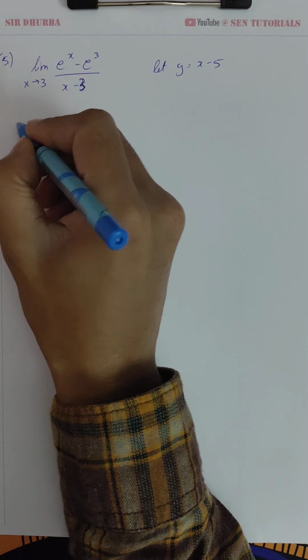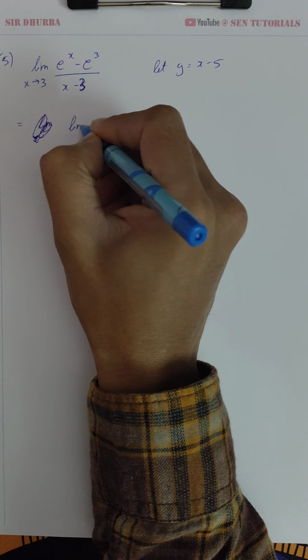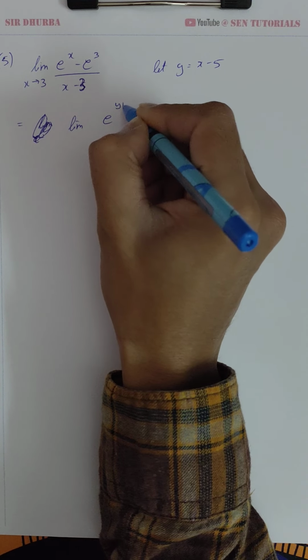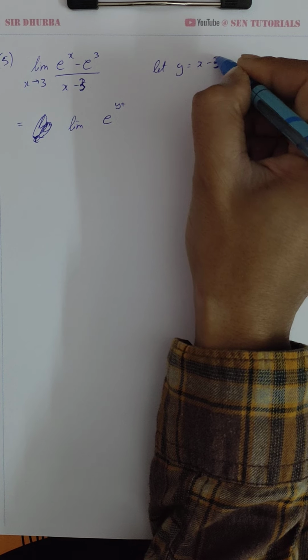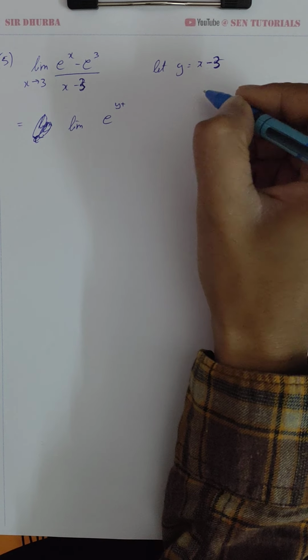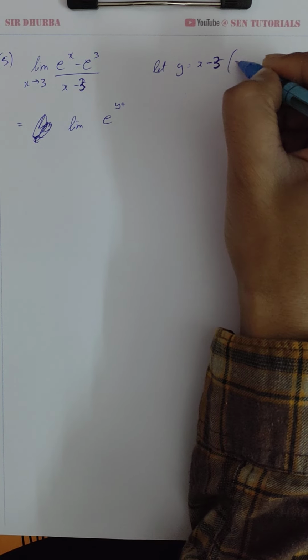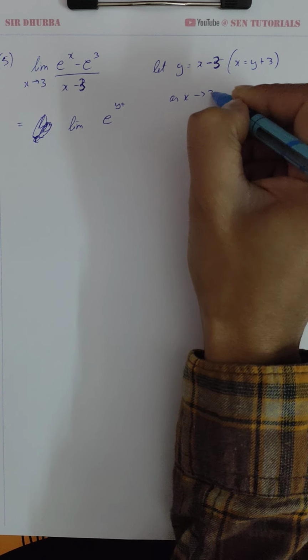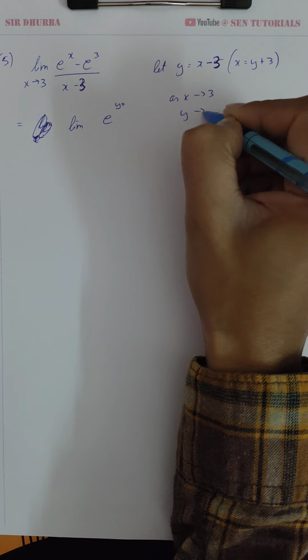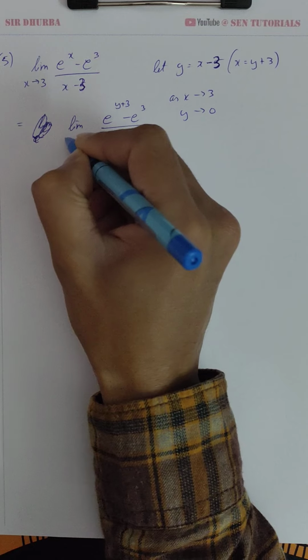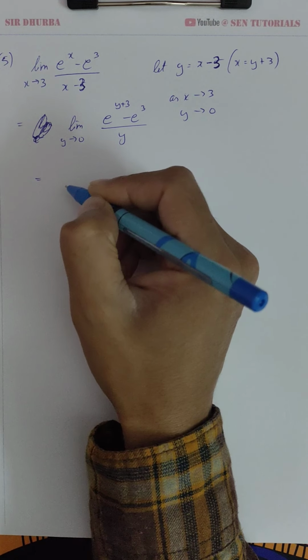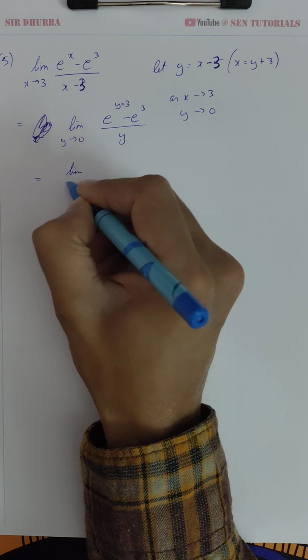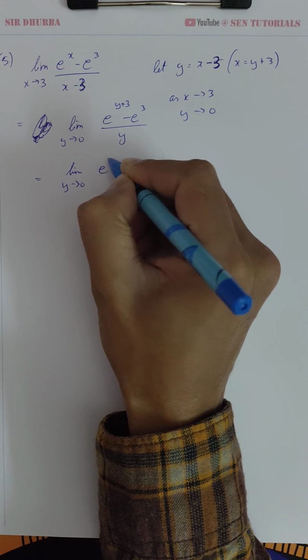Limit x, yeah. So limit e power, this will be y. Again, see, I was so into that question number 3 that I'm continuously writing. As x tends to 3, y tends to 0. So e power y plus 3 minus e power 3 divided by y as y tends to 0. So limit y tends to 0.